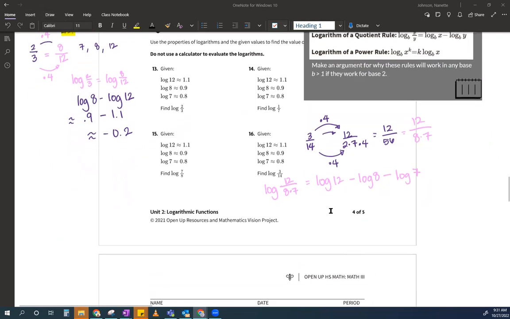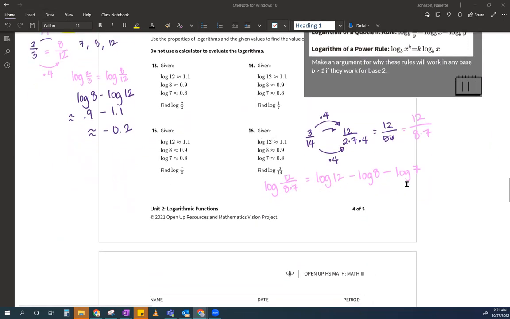Okay, there it goes, right? And then I'm just going to use these to plug in. Okay, so now it's approximately log 12, which is 1.1, minus log 8, which is about 0.9, minus 0.8. So whatever that is. So 1.1 minus 0.9 is negative 0.2, right? No, just 0.2. And then minus that is, yeah, exactly negative 0.6. And that's exactly what you all got in the chat.